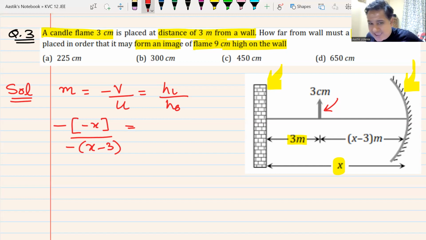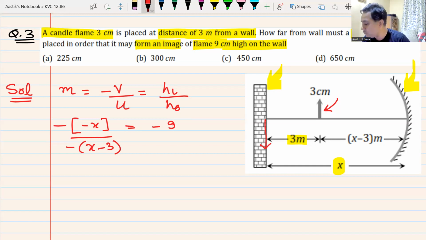Minus 9. Ah, minus mistake. Minus 9. Yes, my dear friend. Remember, gentlemen, the image will be inverted. That is why I asked you what type of image will be there. Everything has to be taken into account. A simple negative mistake and your entire answer is ruined.